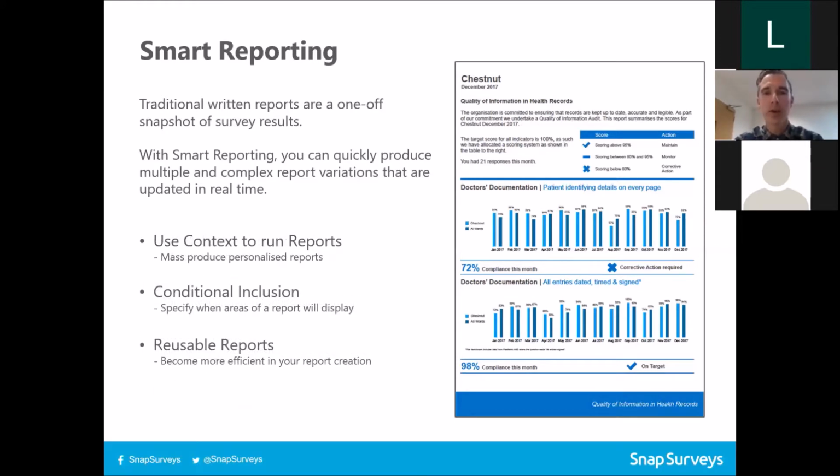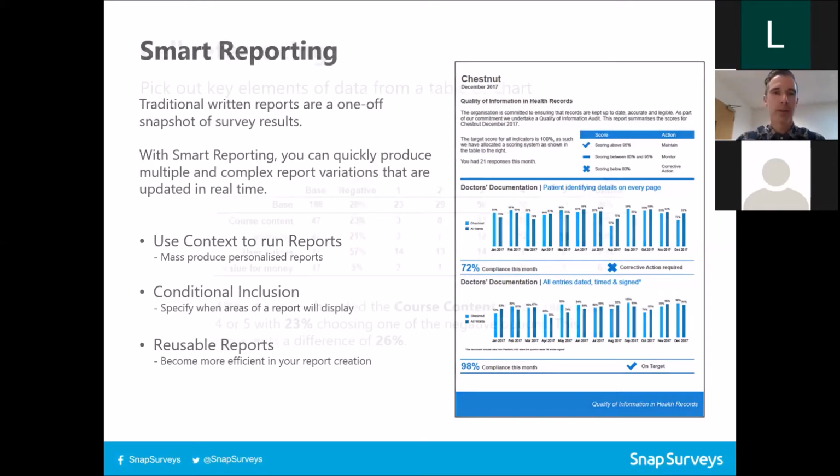We'll then look at actually using context to run the report. So that's how Snap produces multiple reports for each of your different departments. We'll look at a really powerful tool called Conditional Inclusion, which allows you to specify when certain areas of the report will display. And then finally, we'll look at reusing some of your reports. So having put all the effort in, you can become a lot more efficient by making use of different areas of that in different projects that you're working on.